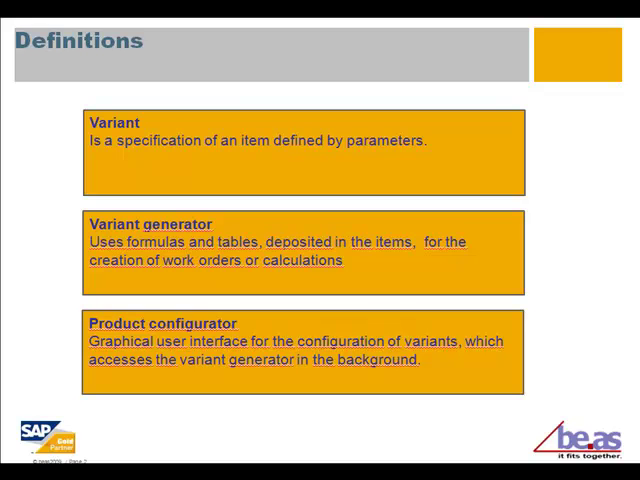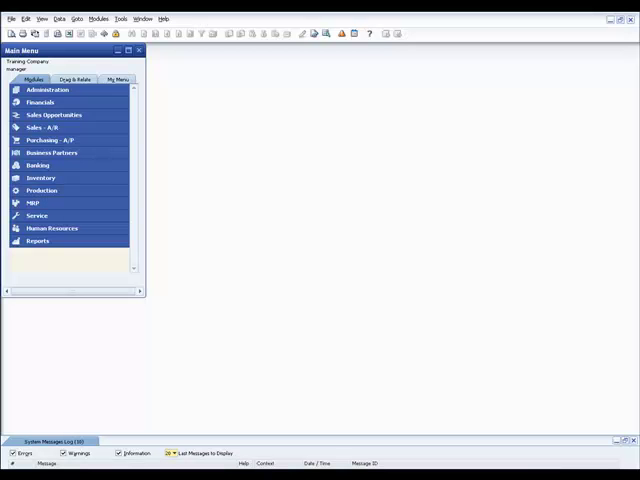The easiest way is to create variants of an item by entering parameters in the item master. If you have several parameters, you can also store them in tables of formulas. These are accessed by the variant generator at the moment when a calculation or a work order is created. A very comfortable tool is the product configurator, a graphical interface which allows you to incorporate rules and conditions for an unlimited number of variants. I'm now going to demonstrate how easy it is to use the be.as product configurator.